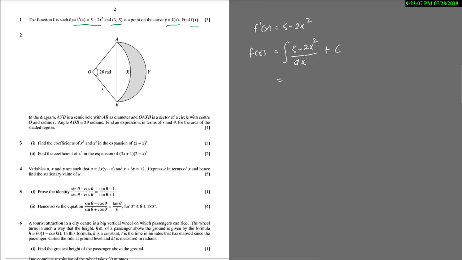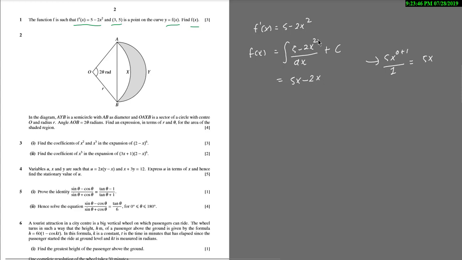We're going to integrate one by one. There are two terms in this equation: one is 5, one is 2x squared. When we integrate 5, we get 5x. Let me tell you how. This is 5 times x to the power 0, as you know, and x to the power 0 is 1. We add 1 to the power, 0 plus 1 is 1, so it's 5x divided by 1, which is again 5x.